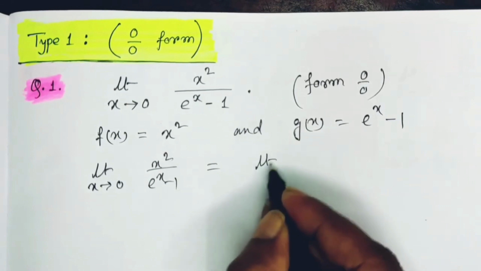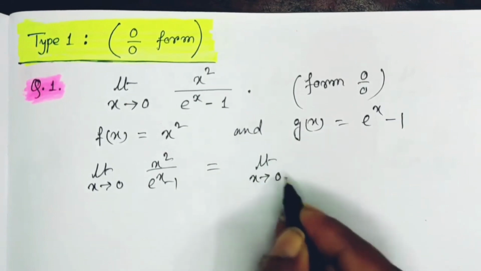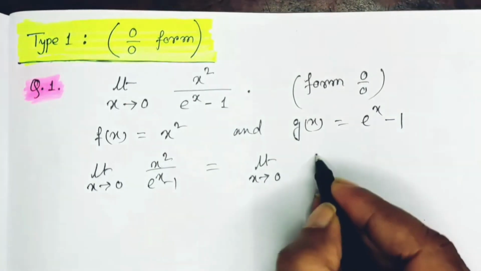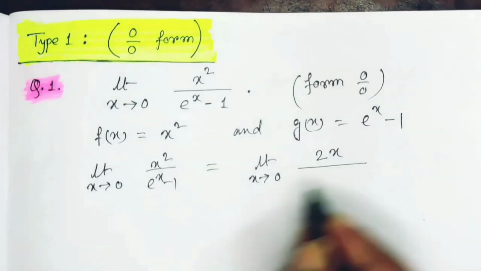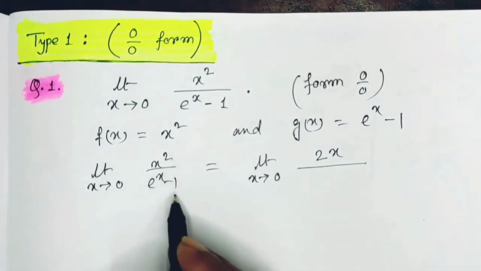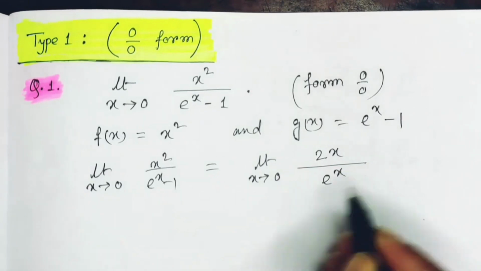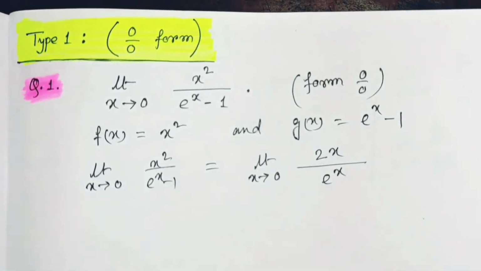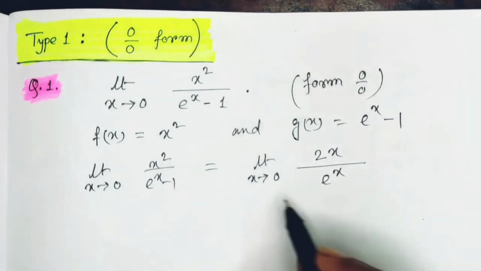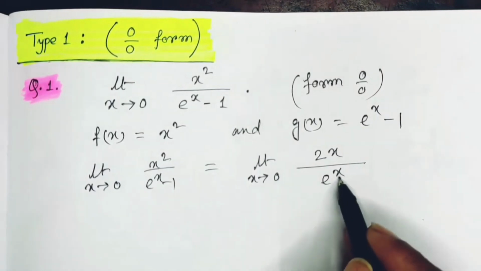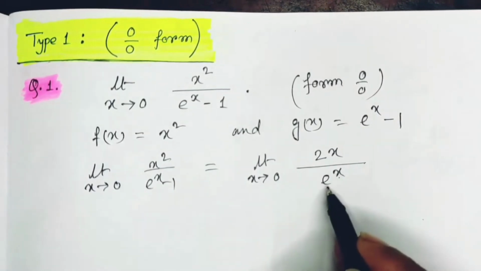So just let me write down limit x tends to 0. The derivative of x square, I hope you know, is 2x, and the derivative of e to the power x minus 1 is only e to the power x, because the derivative of 1 is 0. Now we check: when we substitute x equals 0, this value is e to the power 0, which means 1, which is not equal to 0.